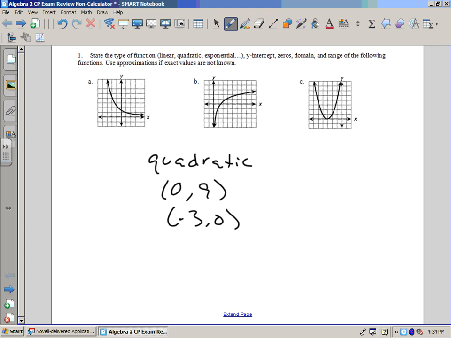The domain is all reals. And the range is all positive numbers and 0. So I would either put y is greater than or equal to 0, or I would put 0 to infinity, but have the 0 as a square bracket.